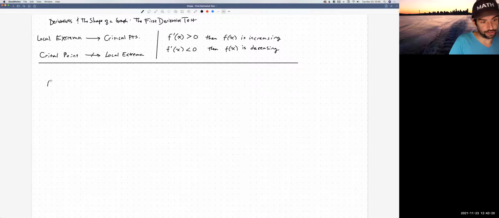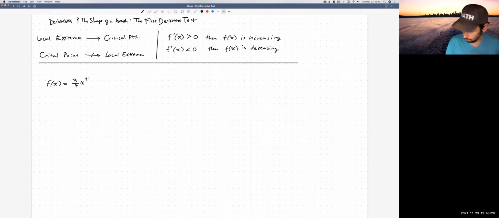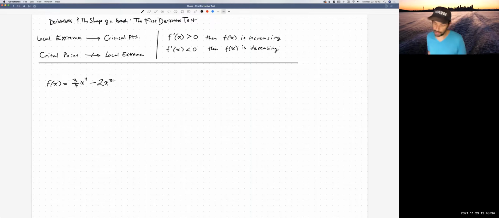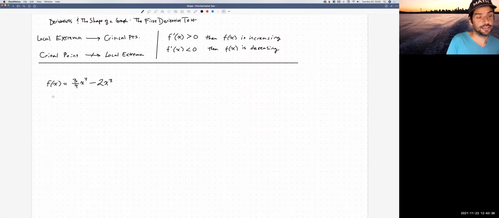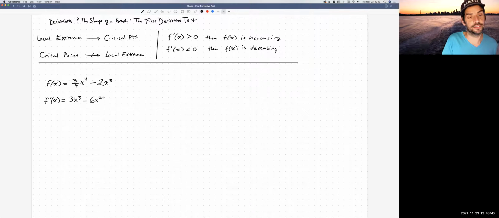So let's start with this function. f(x) is going to be 3/4 x to the 4th minus 2x cubed. Okay, a degree 4 polynomial. I'm going to look for its critical points, so I'm going to take a look at the derivative. f prime of x will be 3x cubed minus 6x squared.